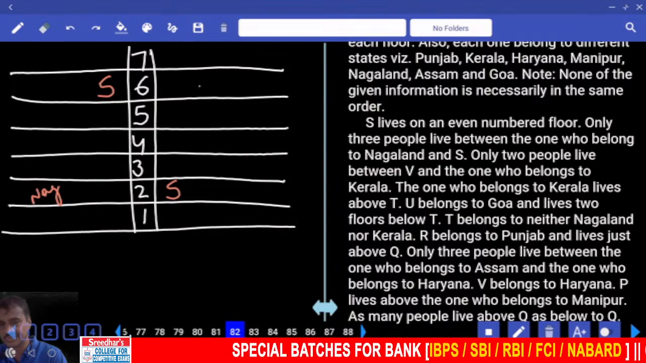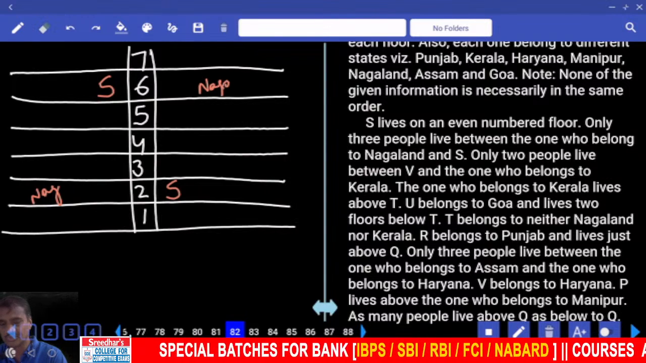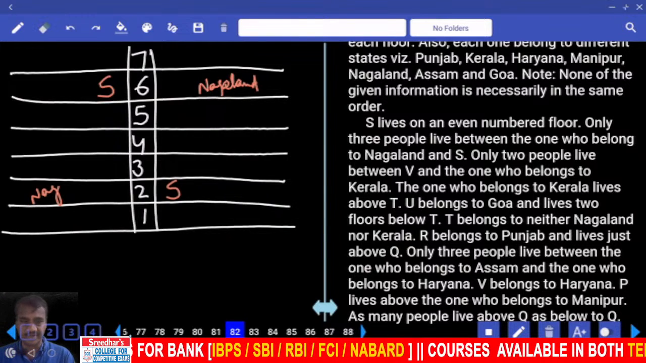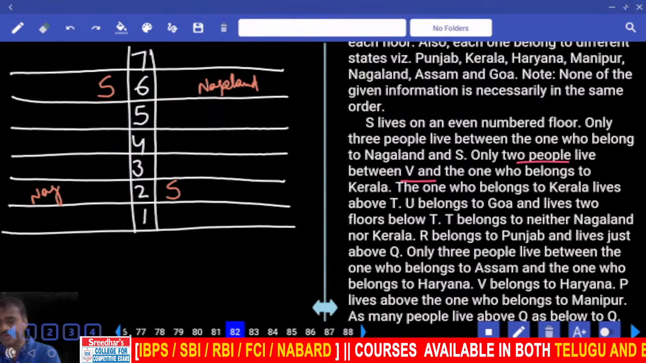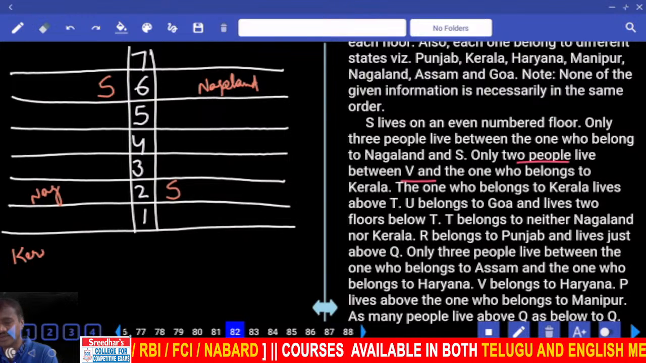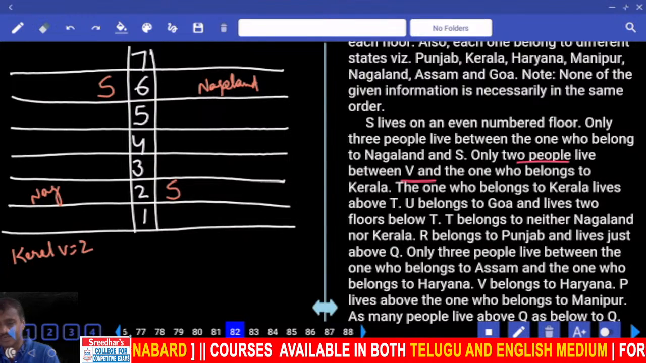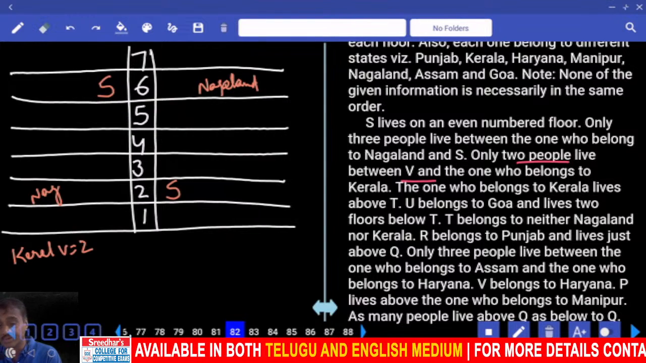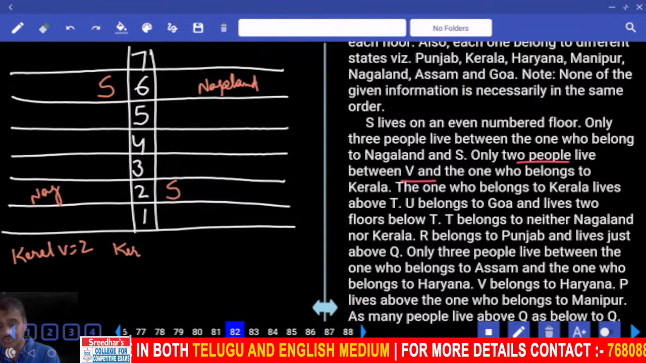Now if S is on the 2nd floor, the one who belongs to Nagaland lives on the 6th floor. Then only 2 people live between V and Kerala. Between Kerala and V, how many people? There are exactly 2 people. And the one who belongs to Kerala lives above T. Kerala lives above whom? Lives above T.